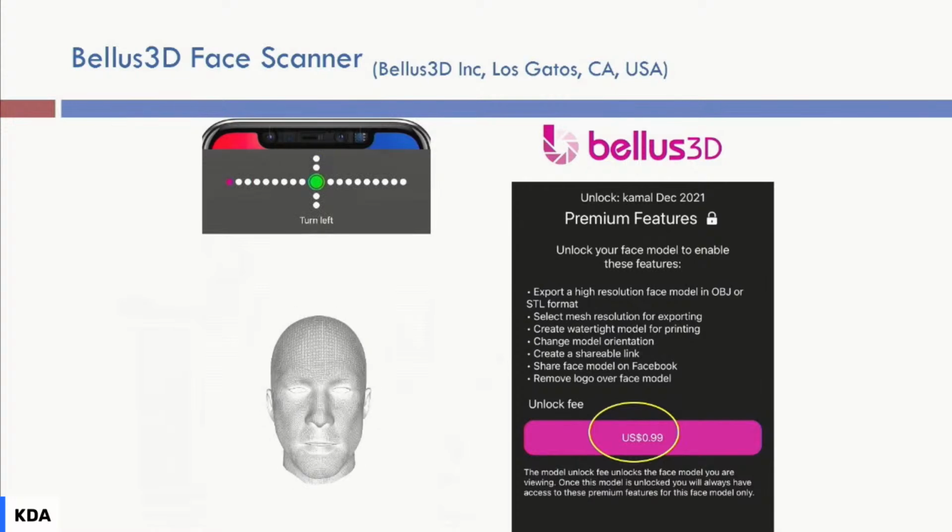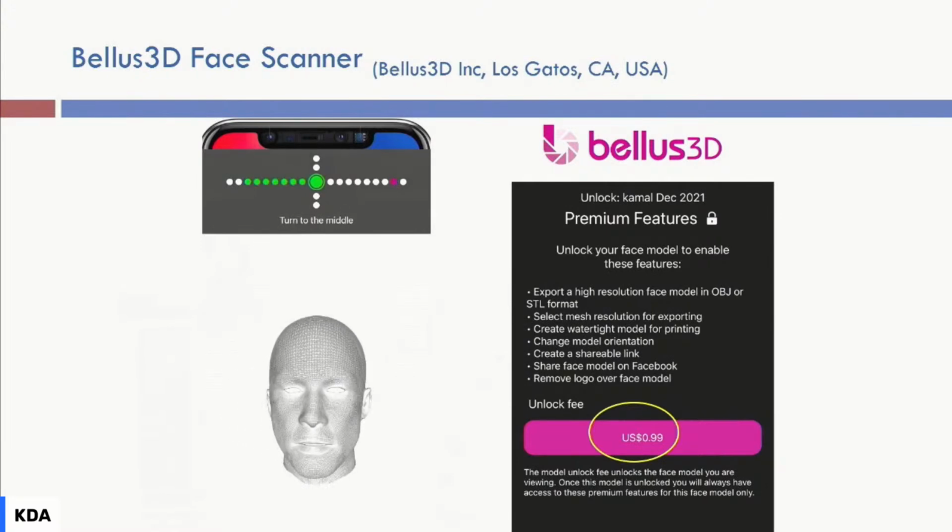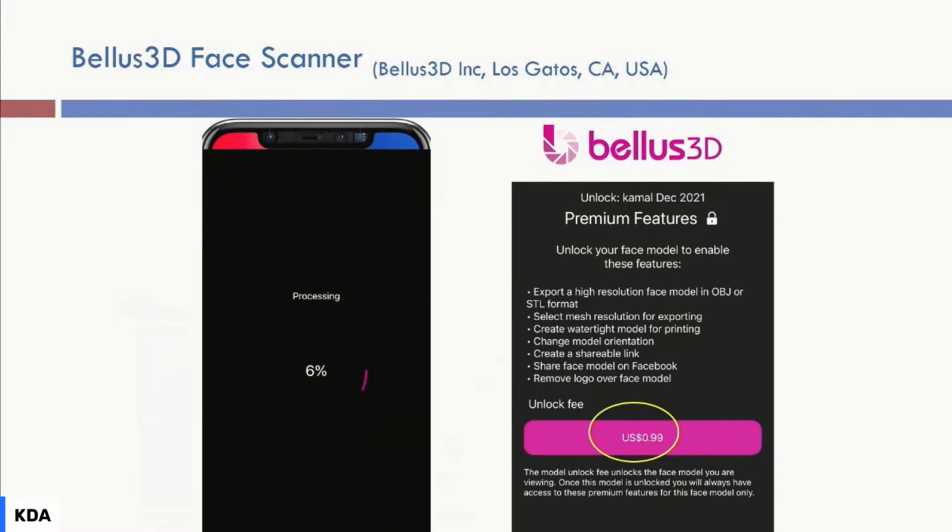So look at the camera, turn your face to the left. So the phone, the app, is telling you, turn your face to the left. Then it tells you, turn your face to the right. And then it tells you, turn back to the middle, turn up, and then turn down. All of this takes less than a minute.